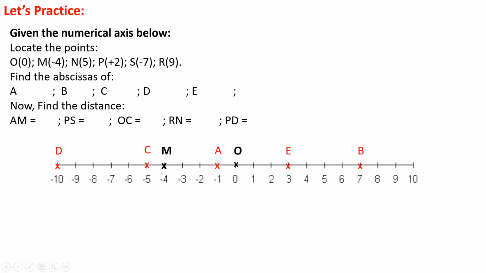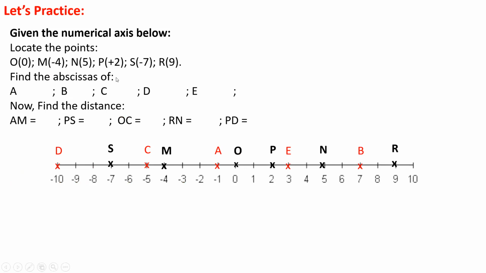N is located on the 5, the positive 5. Always we should write an X on the number where the point is located. P is located on the +2, so here is P. S is located on the -7. And sorry, R is located on the 9 on the positive side.